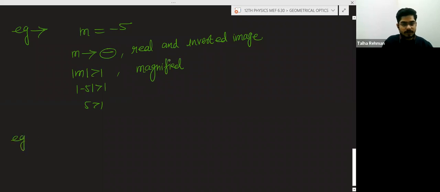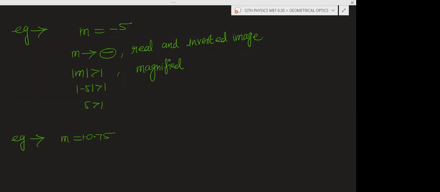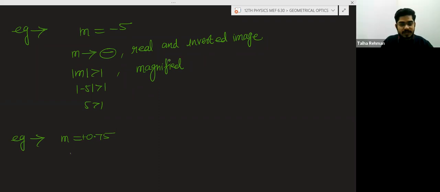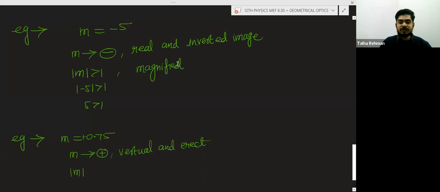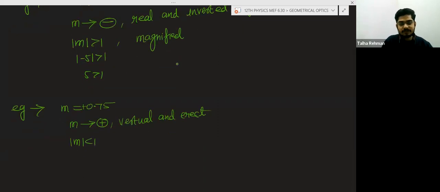For example, if magnification is plus 0.75. First you will check the sign. Magnification is positive. Positive means the image is virtual and erect. Then you will check the magnitude of the magnification. The magnitude is less than 1. So if less than 1, then the image will be diminished.